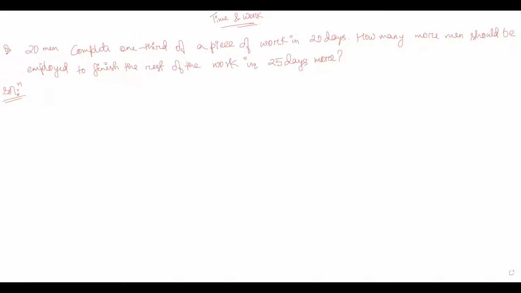Okay, so now let us see this question. 20 men complete 1/3 of a piece of work in 20 days. How many more men should be employed to finish the rest of the work in 25 more days? So that means these 20 men are completing 1/3 of the work working for 20 days. We need to have some more men such that the rest of the work, that is the remaining 2/3 of the work, can be completed in 25 days.